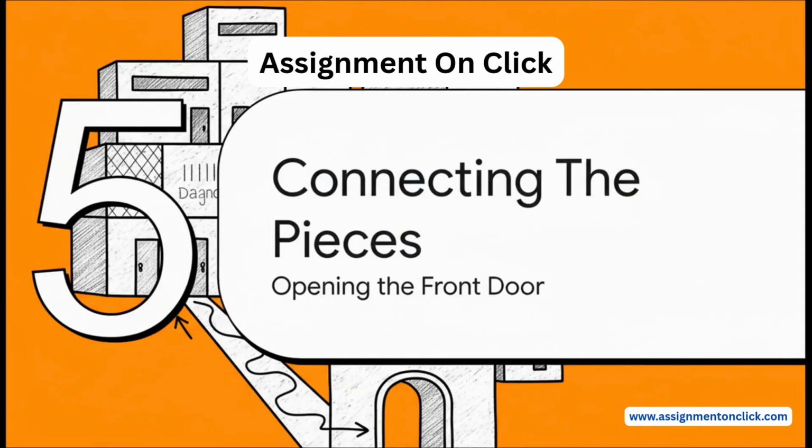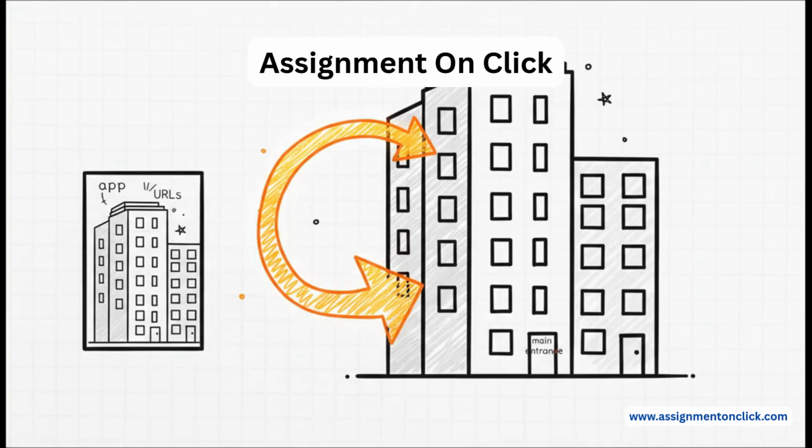Moving on to section 5, connecting it all together. Let's open the front door. So we've built a room, we gave it a door, but right now its hallway doesn't connect to anything. We've got to connect it to the building's main entrance so people can actually get there. So how do we do that? We have to go back to the main project's urls.py file. See this include function? This is the key. By adding this line, we're basically telling our main project, hey, for any URL that comes in, go and check the urls.py file inside of my app. This is what connects our app's little hallway system to the main lobby of the building.